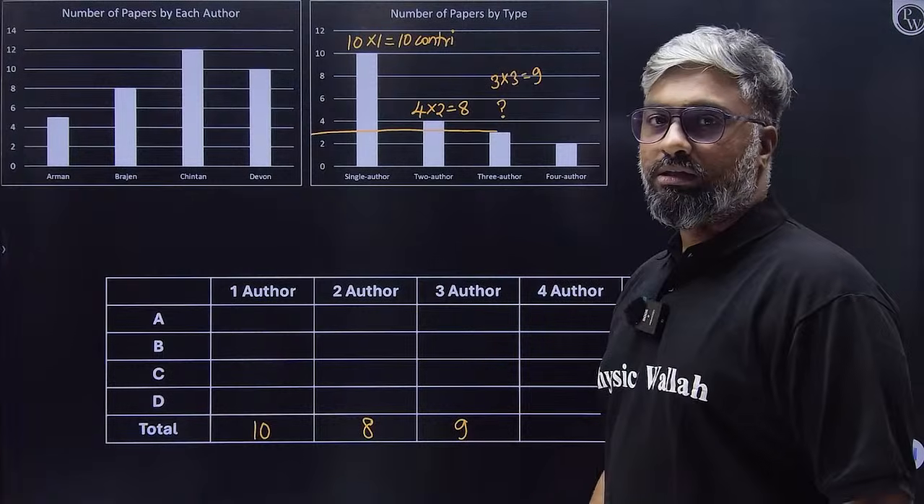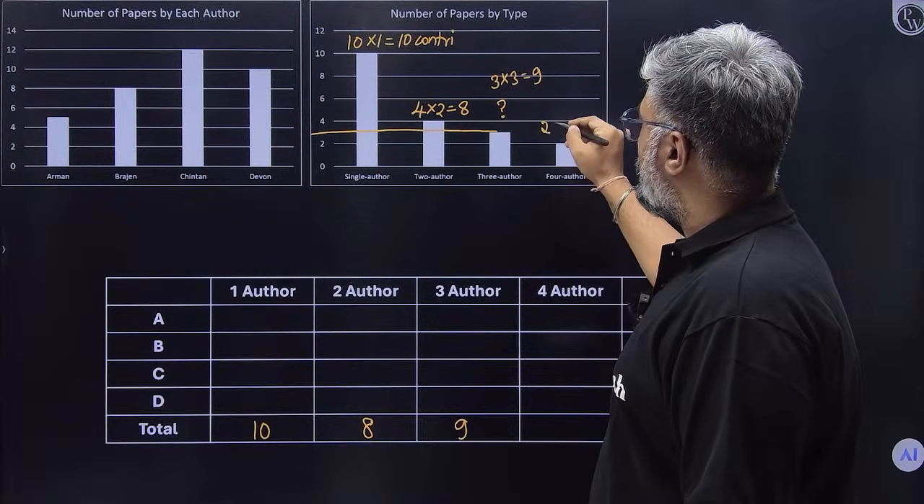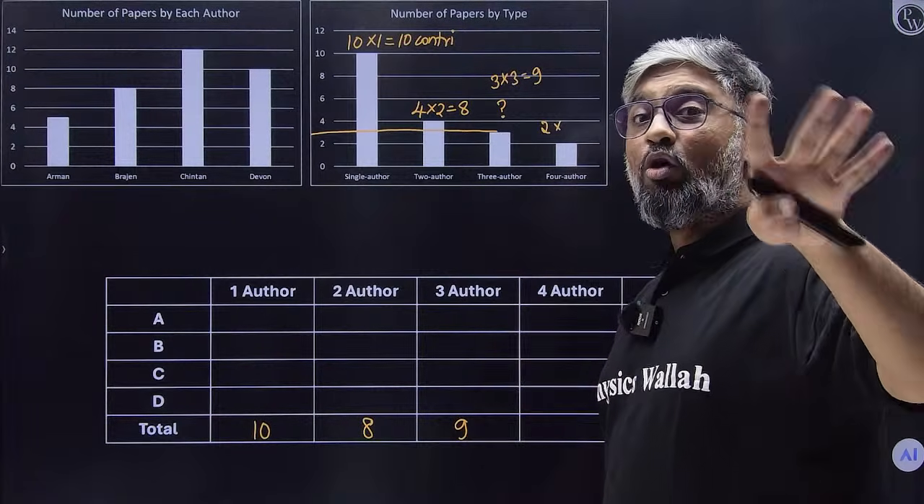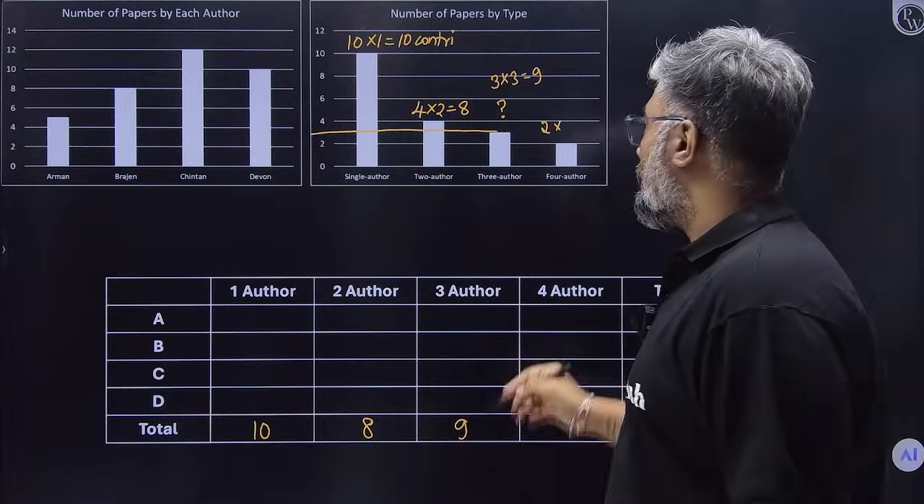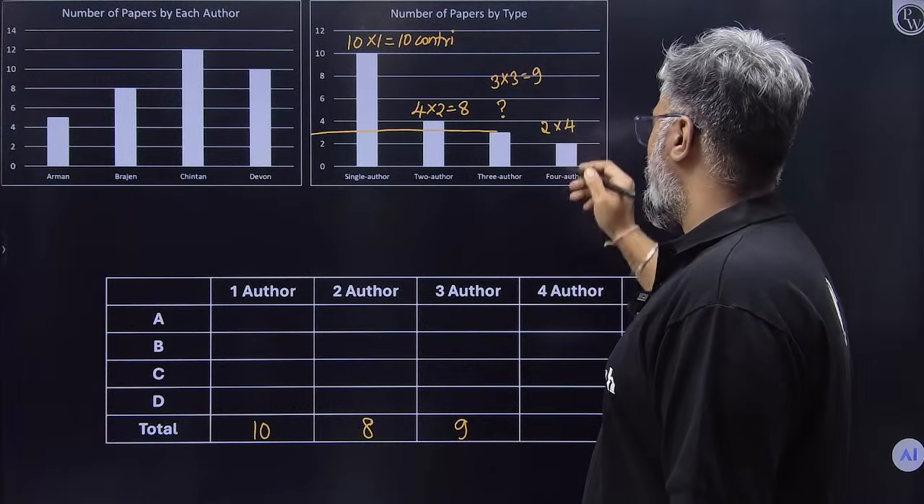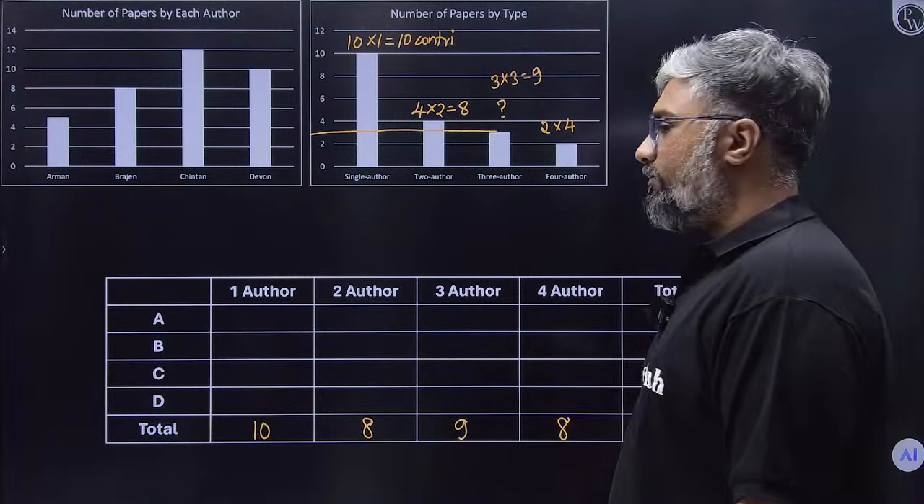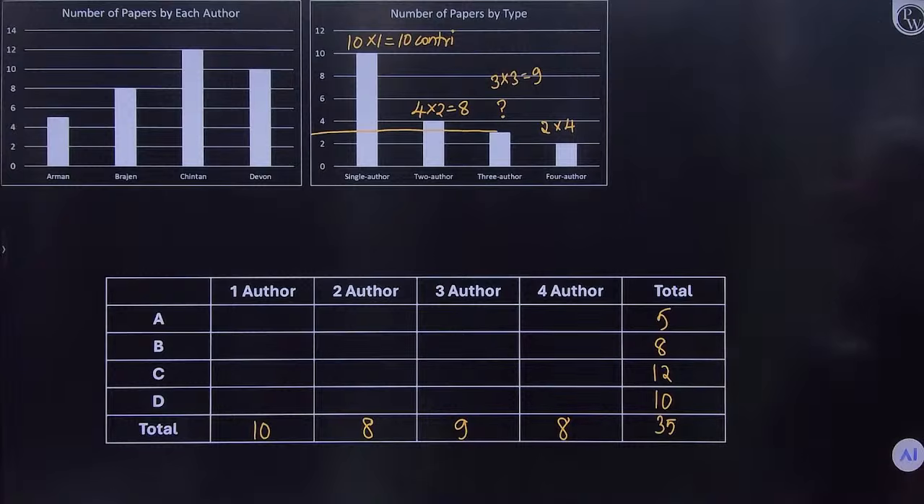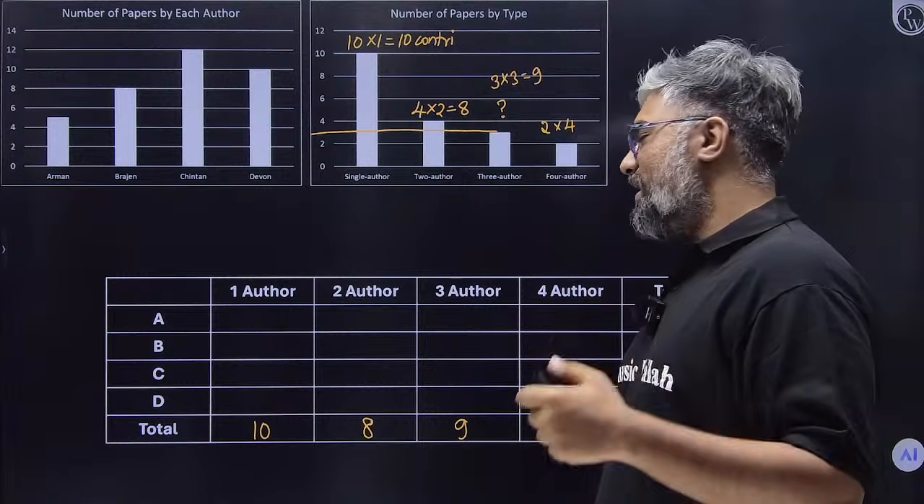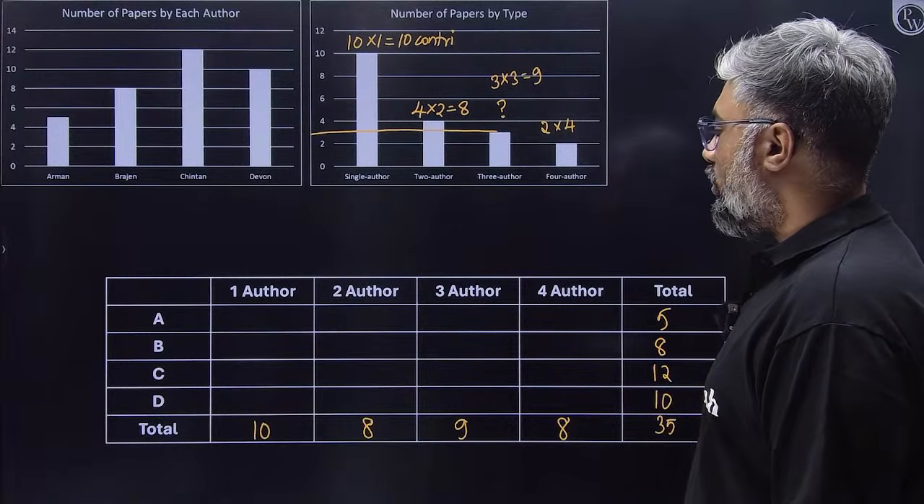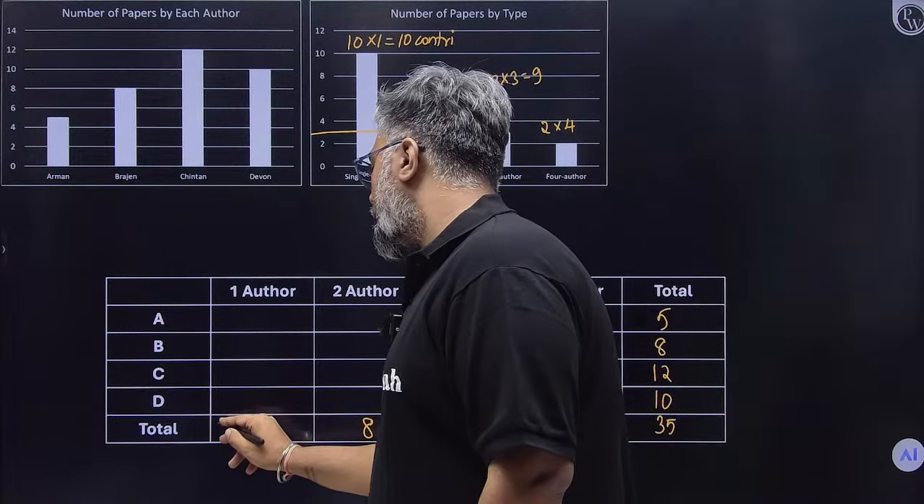What about 4 authors? There are 2 papers. Each paper has all the 4 authors, A, B, C, D. So this will be how much? 2 into 4, 8. Perfect. So far good? Any confusions here? Done? Perfect. Beautiful. Okay. So this 10 I got it by doing what?